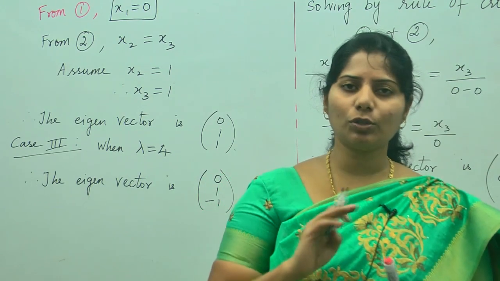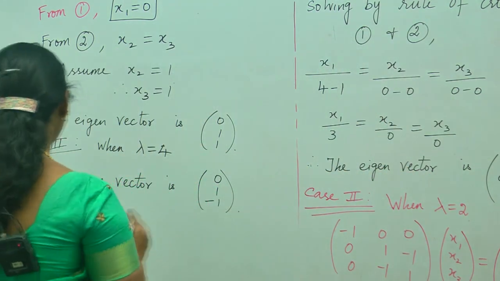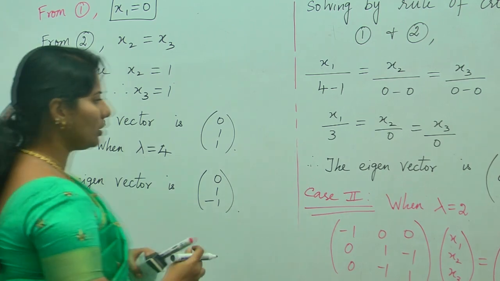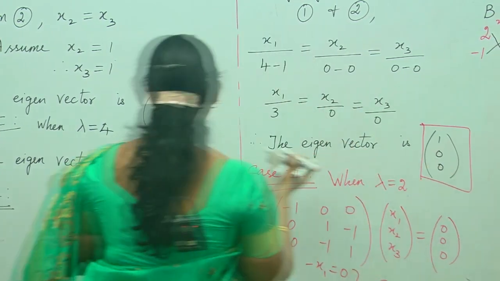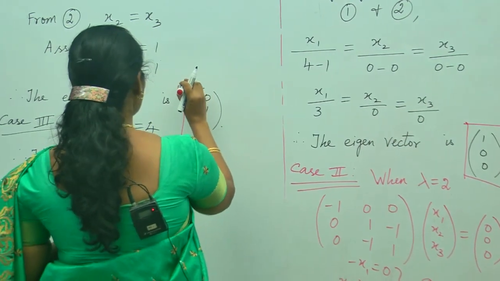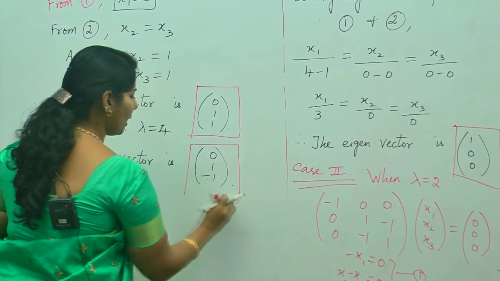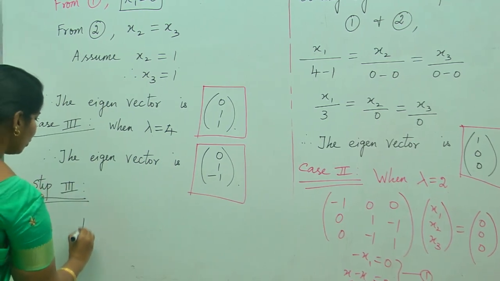Now, step 2 is over. Now, we need to find step 3, form the modal matrix. What is the modal matrix? Columns are the eigenvectors. So, we have this eigenvector 1, that is x1. This is the second one, that is x2. This is the third one, that is x3. Now, what is the modal matrix? Always it is denoted by B.